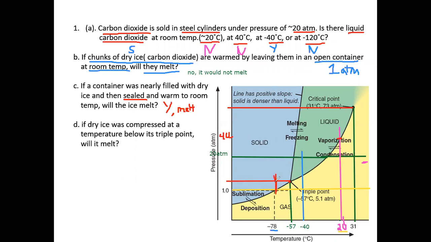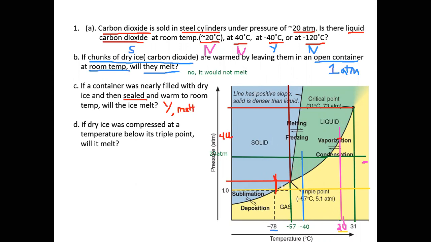It'll always undergo deposition or sublimation. Because again, if we draw a line here, let me pick a different color. So at the triple point, we draw a straight line. We see that if we're at a lower temperature than the triple point, as we increase the pressure of the dry ice, it will never melt.